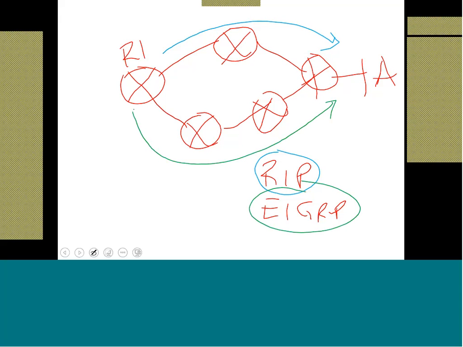So R1 has to now decide, do I put the EIGRP route in the routing table, or do I put the RIP route in the routing table? The metric for RIP is completely incompatible with the metric for EIGRP. There's no way to compare hop count to bandwidth. But I still have to choose the best path. All right?